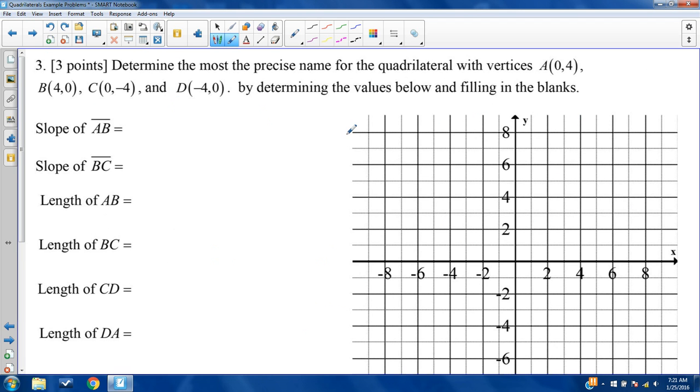Okay, number 3, you're going to have 4 points here. A is at 0, 4. B is at 4, 0. C is at 0, negative 4. And D is at negative 4, 0. We have to identify what kind of shape it is by filling in the blank.